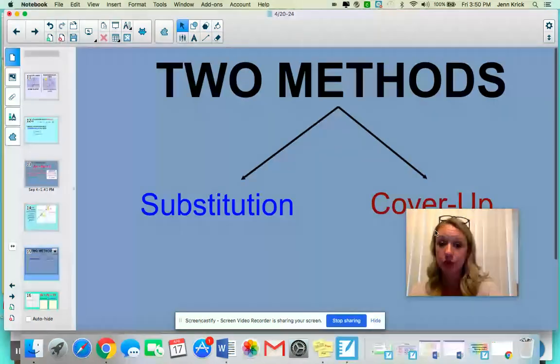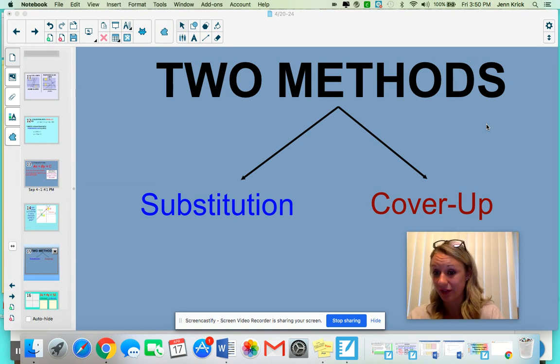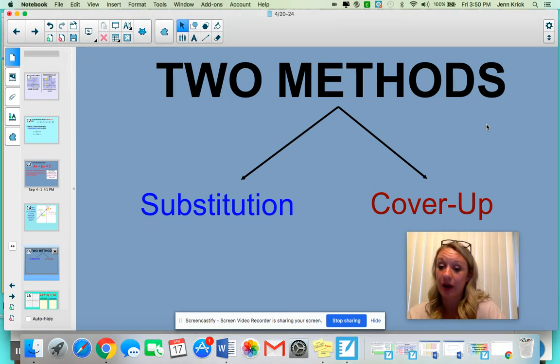There are two methods. If I'm asking you to either find the intercepts, just tell me their values, or if I'm asking you to graph an equation in standard form using the intercepts, there's two ways that you can do this.